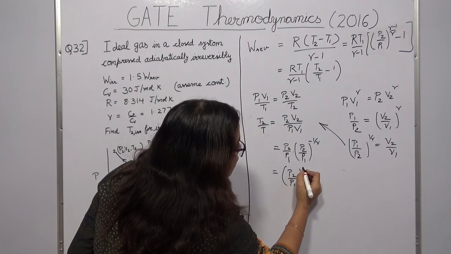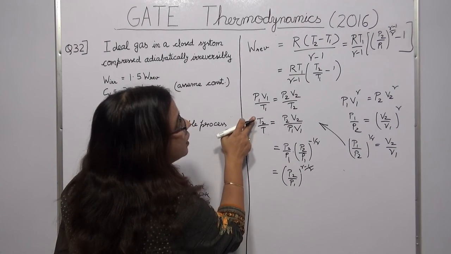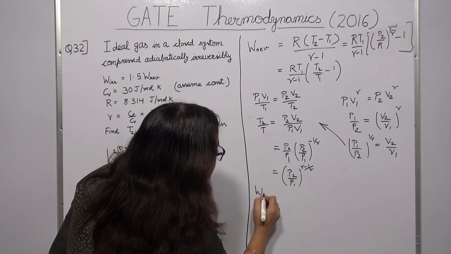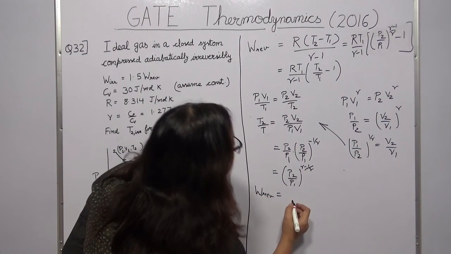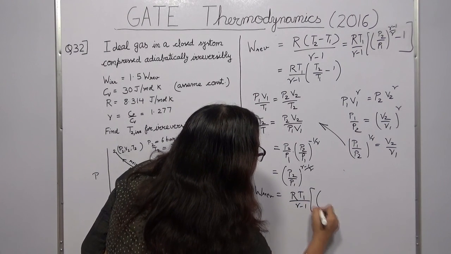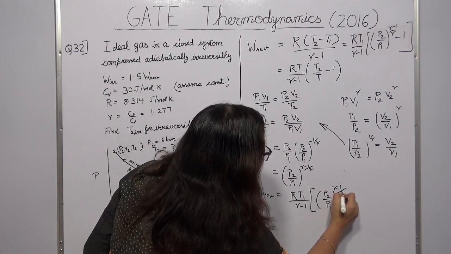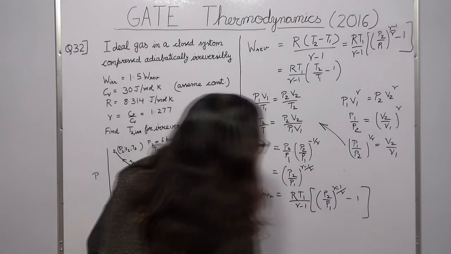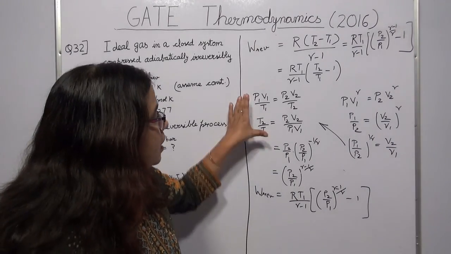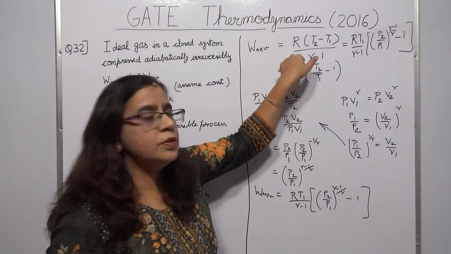So 1 minus 1 upon gamma, so that will be gamma minus 1 upon gamma. Okay, so you have this ratio T2 by T1 equal to this much, and so I can write my W reversible equal to R T1 upon gamma minus 1, times P2 upon P1 to the power gamma minus 1 upon gamma, minus 1. If you don't remember this equation in the exam, it will take only 1 minute to reach it. This equation is simpler to remember.